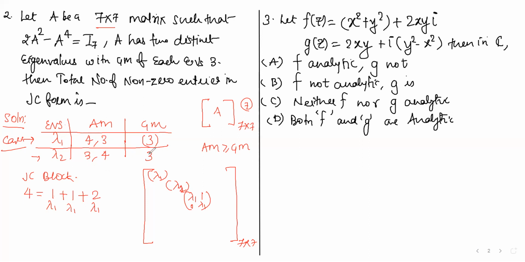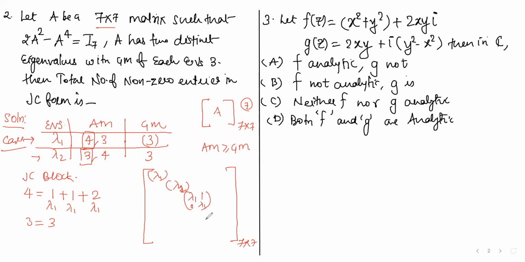Lambda2 says that again GM is 3. So again there should be 3 blocks. And if you have taken AM to be 4, then the ultimate thing is that its GM should be 3. So if AM is 3, GM is 3. So the only choice is that you have to take 1 block only of order 3. Only ideal choice is that you should have 1 block only in that case.